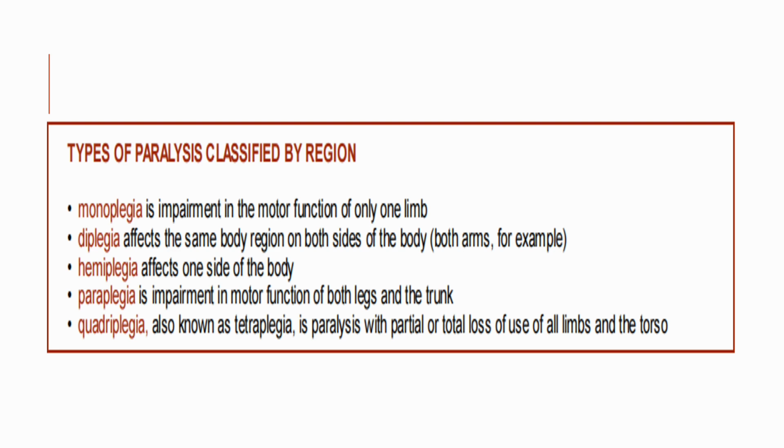Hemiplegia affects one side of the body. Paraplegia is impairment in motor function of both legs and the trunk. Quadriplegia, also known as tetraplegia, is paralysis with partial or total loss of use of all limbs and the torso. Paralysis is also divided into 4 types in neurological practice, namely upper motor neuron paralysis, lower motor neuron paralysis, paralysis due to neuromuscular transmission diseases, and the paralysis caused by muscular diseases.